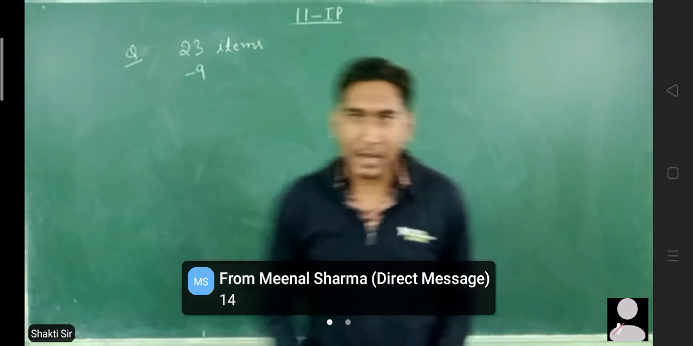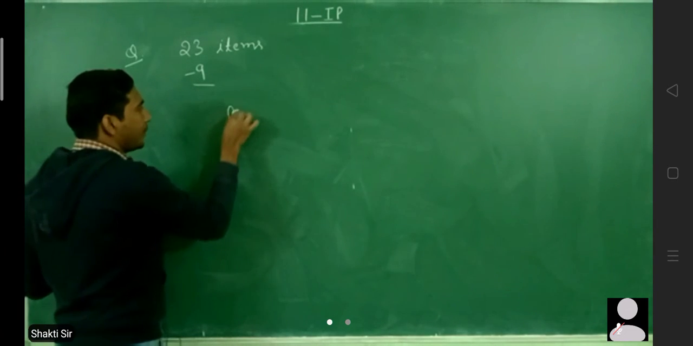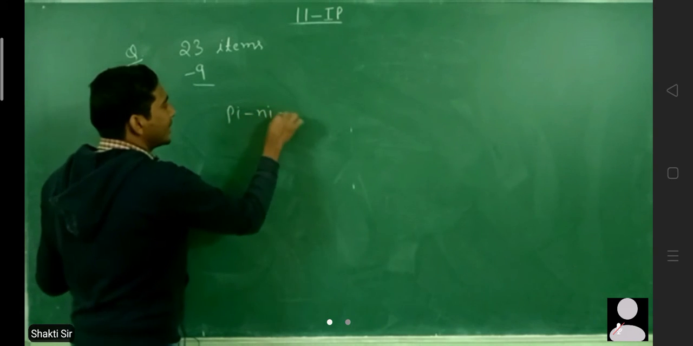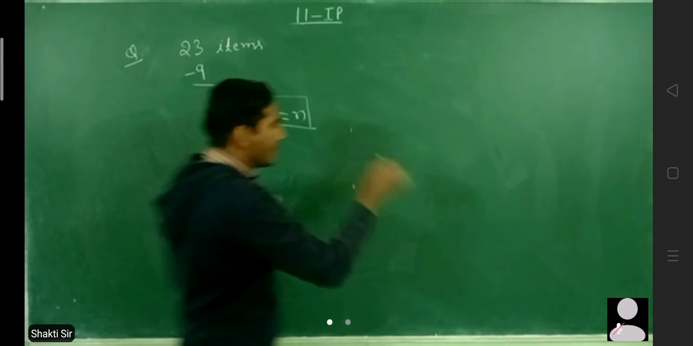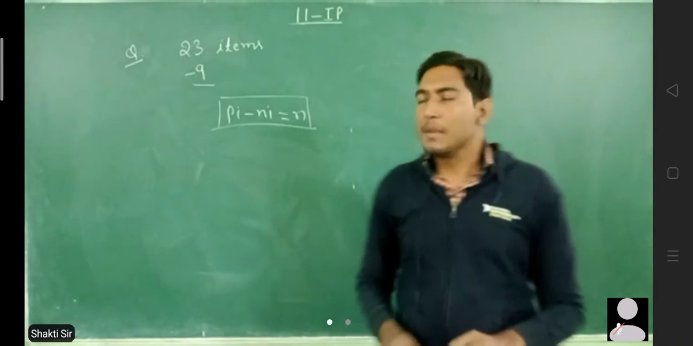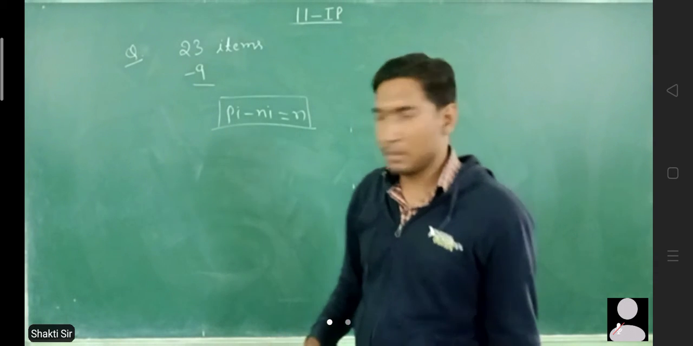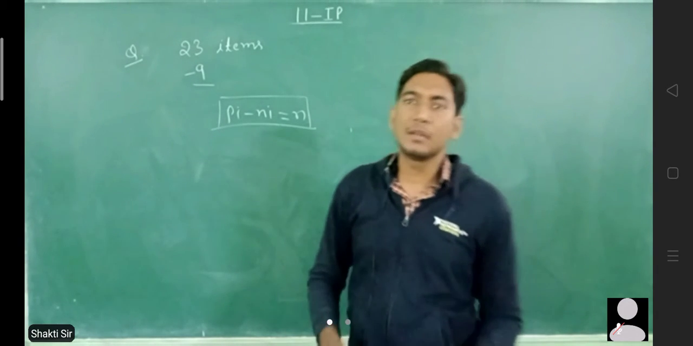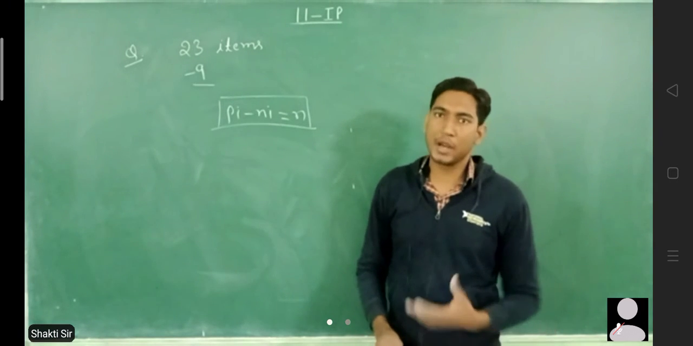Yeah, 14 is the correct answer, Meenal. Why? So basically, use this formula, Pi minus Ni is equal to N. So this is our formula. Okay. So basically, you are given an index which is -9. That means the -9 is a negative index and you are required to find the positive index.